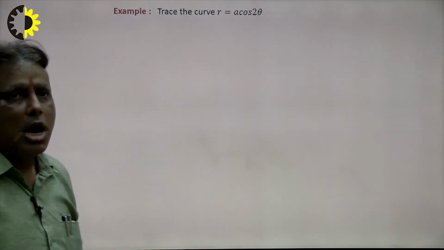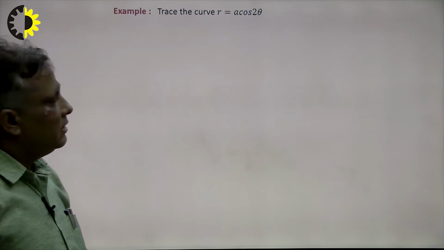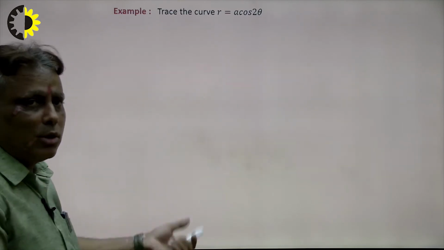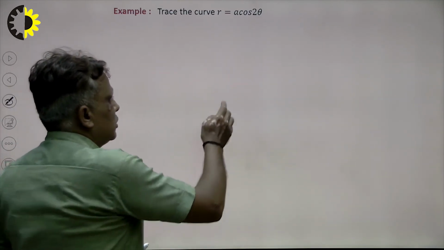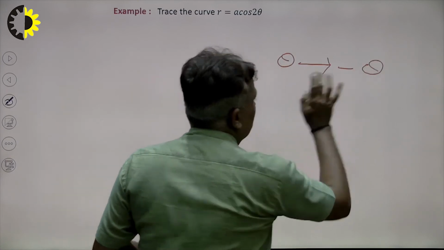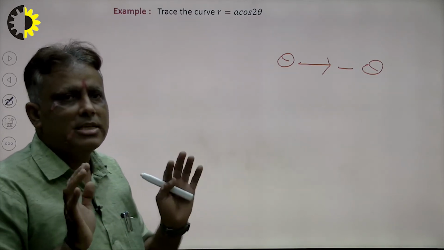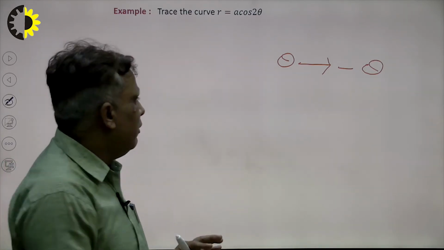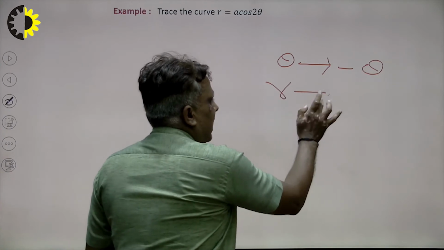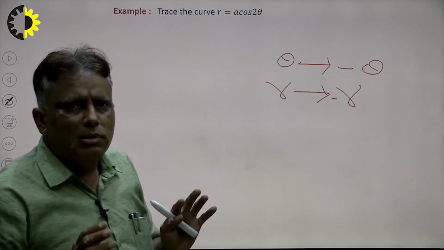Trace the curve. How to trace the curve? This is a curve in polar form. How to calculate the polar form? First of all, students, keep in mind: if theta is replaced by minus theta and there is no change, that means the curve is symmetrical about the initial line, that is, about the x-axis. If r is replaced by minus r and there is no change in the curve, that means the curve is symmetrical about the pole.